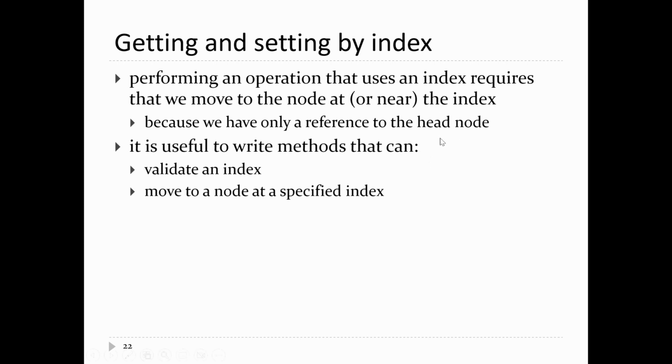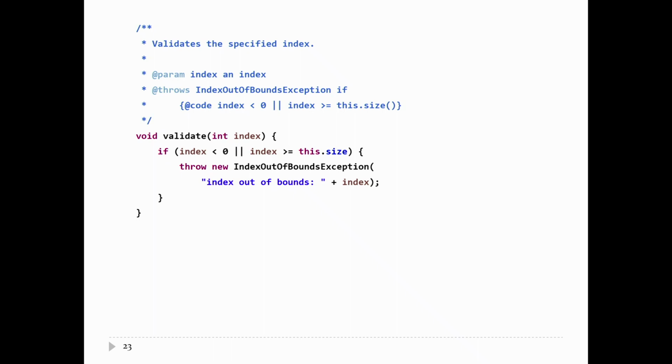Now, in every method that uses an index, you could write the loop that moves you to that node, but it's much easier to write a method to do that for you and just reuse it. Similarly, in a list, we're always worried: are the indexes valid? So it's useful to write a method to validate the index as well. So away we go. A package private method called validate throws an exception if the index is not valid for this list. So if the index is less than 0, or greater than or equal to the size of this list, we just throw an exception.